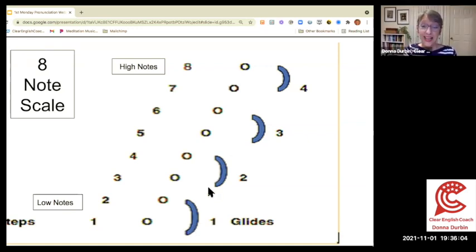So the glides would be something that you would want to work on more because in English we have these glides that come down. But good job, you did it. You can do it.